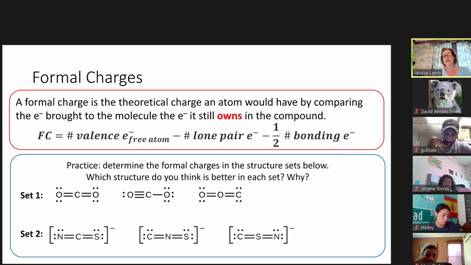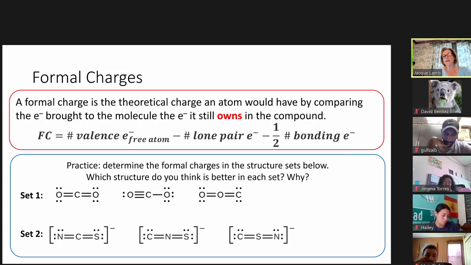And assigning those electrons in a way that we can identify how much electron density is around each atom. So the way we do that is we take the number of valence electrons that the free atom had. How many valence electrons did it have as an element? And we subtract from that the number of lone pair electrons that it has in the structure, and 1/2 of each bonding pair of electrons to determine what the formal charge on that atom is. So let's take a look with a couple of different examples.